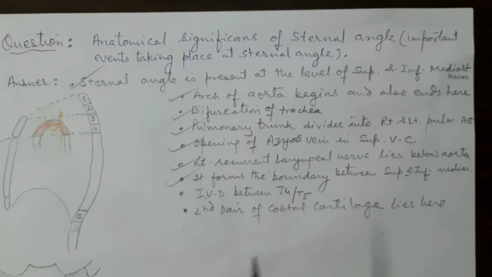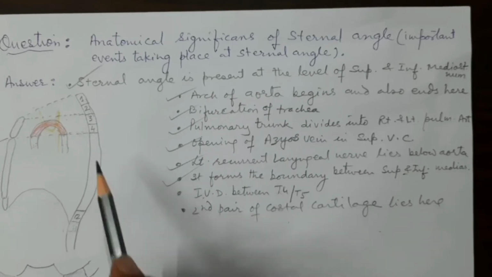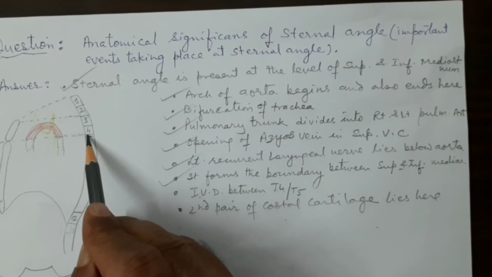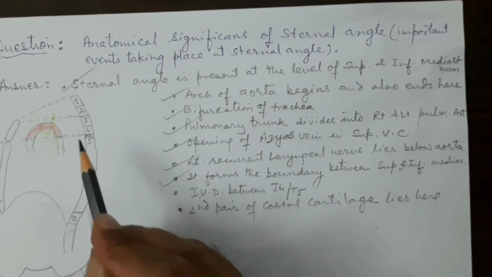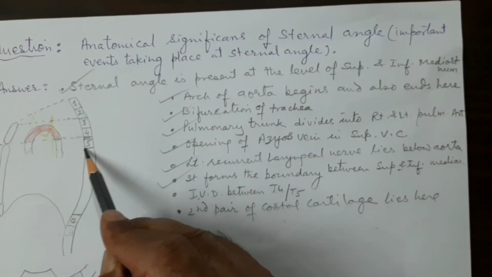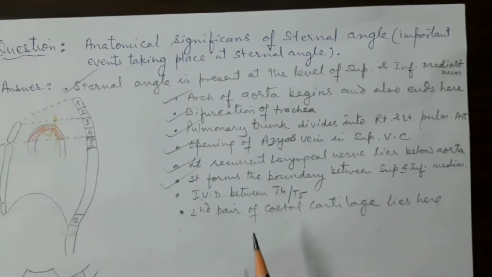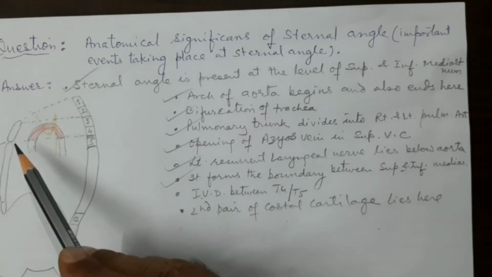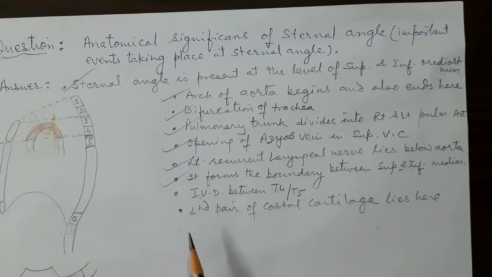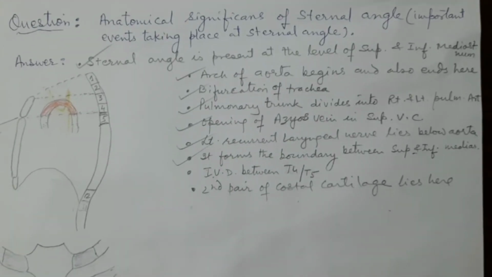Then at this level there is the presence of the intervertebral disc between the thoracic fourth and thoracic fifth vertebra. So it is either cutting at the lower margin of T4 vertebral body or at the level of the intervertebral disc, T4 and T5. Now this is a very important relation, that the second pair of the costal cartilage lies at this level. At this level means at this sternal angle, at the manubrio-sternal joint.